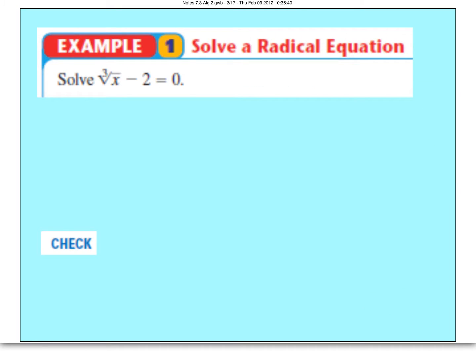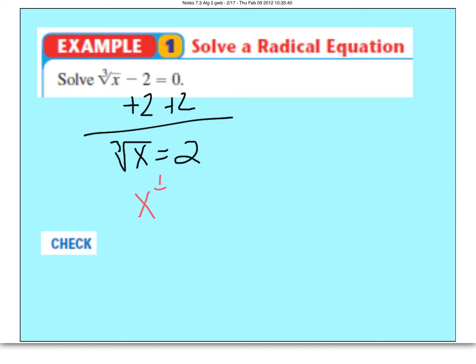So if we apply those steps, again, the first step said to get the radical by itself, so the radical is the cube root of x, so to move the minus 2, I'm going to do plus 2. And I'll be left with the cube root of x equals 2. Then I'm going to rewrite the radical as an exponent. The cube root of x is the 1/3 power. Now to get rid of the 1/3 power, I'm going to multiply by its reciprocal, which is 3 over 1. So over here, this becomes x to the 3 over 3 power, which is x to the first, or just x.